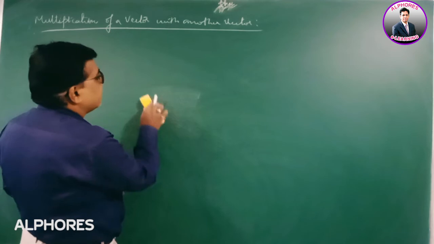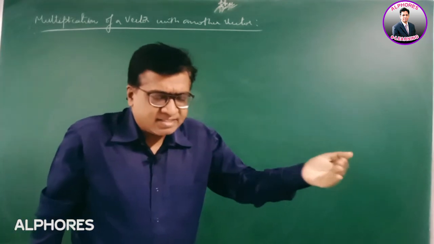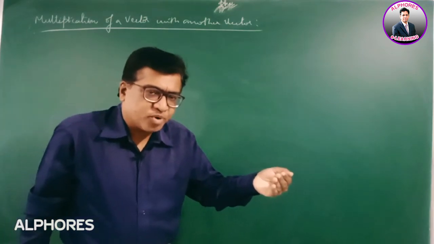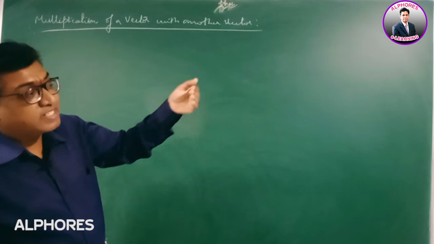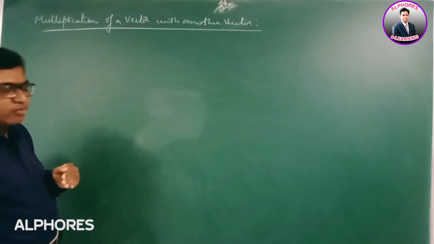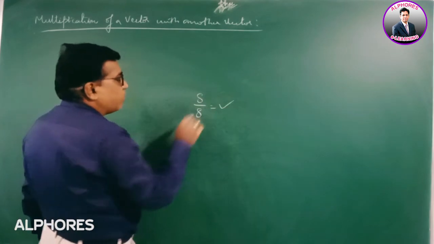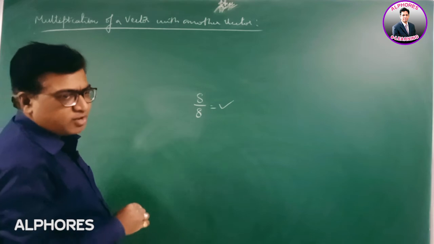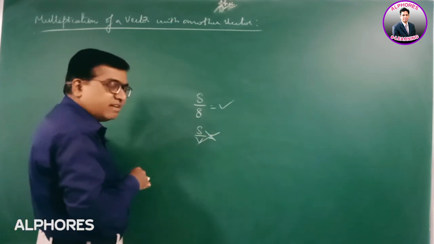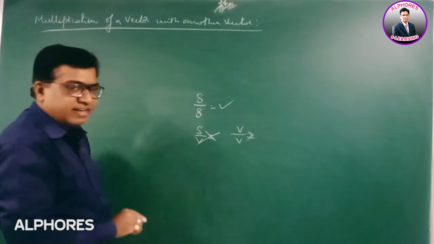Whenever two vectors are multiplied, the result can be a vector or a scalar. So according to the nature of the result that is produced, the product is explained. Okay, and division of a scalar is a valid operation. Scalar by scalar is a valid operation, but scalar by vector is not a valid operation. Similarly, vector by vector is also not a valid operation.